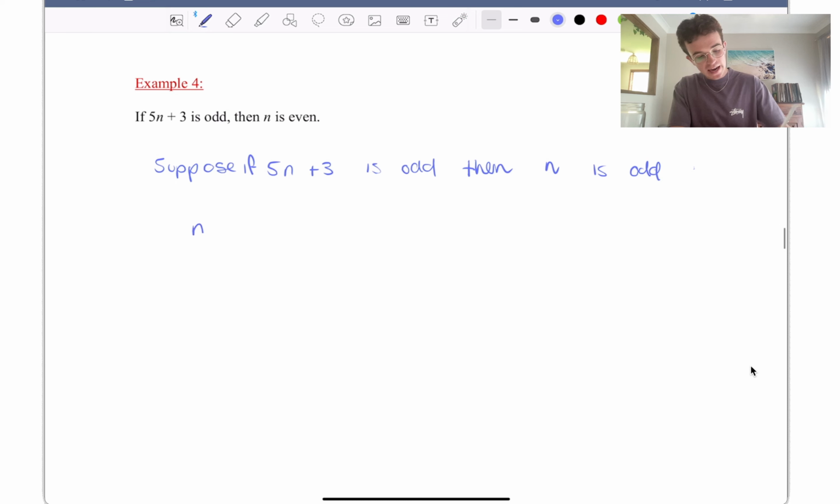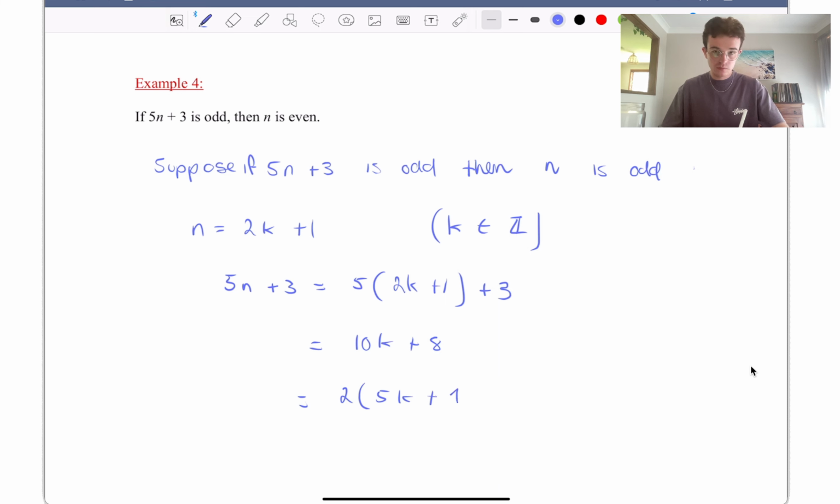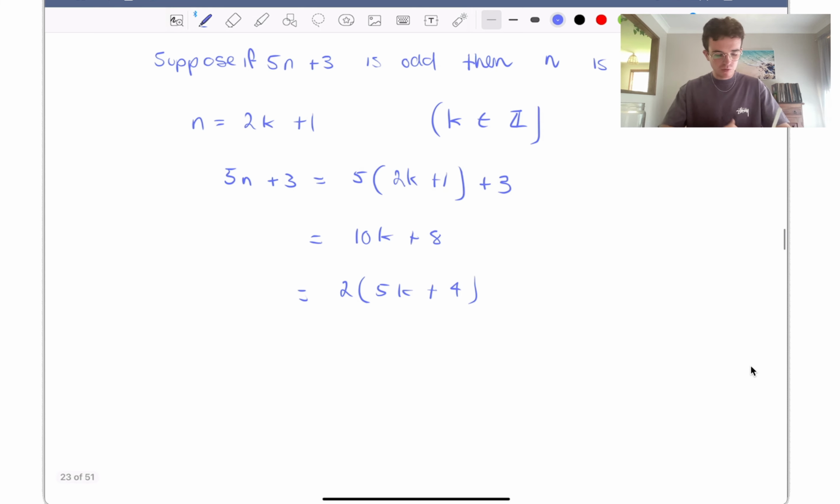Now that would mean that n is equal to 2k plus 1 because it's odd, for some integer k. Now, what's 5n plus 3 then? Well, that's going to be 5 times (2k plus 1), plus 3. If we expand all of that, we get 10k plus 8, which unfortunately is 2 times (5k plus 4). This is even.